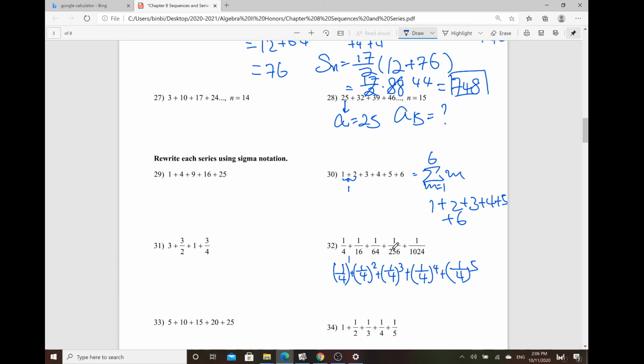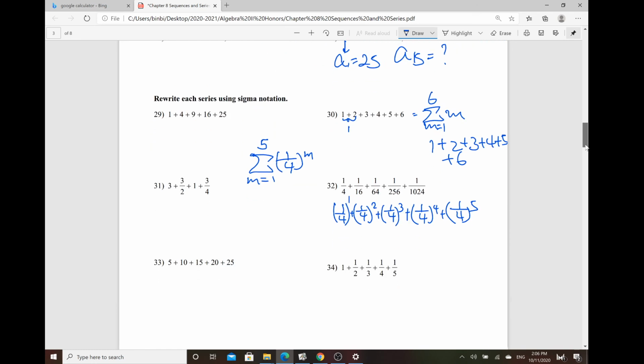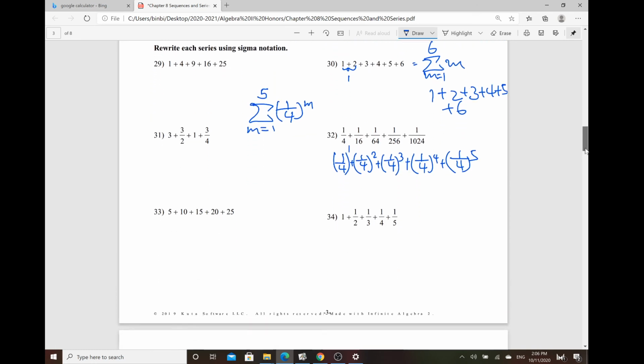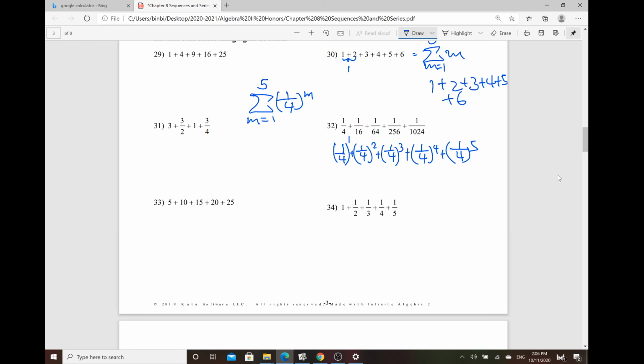So what you can do here is put it in as sigma: 1/4 to the power of m, where m equals 1, and m goes all the way to 5, the fifth term. So it's 1/4 to the first power plus 1/4 to the second power plus 1/4 to the third power. So anytime the structure is not given explicitly, you want to find some kind of common structure or common trend. What I found here is that the common trend is 1/4.